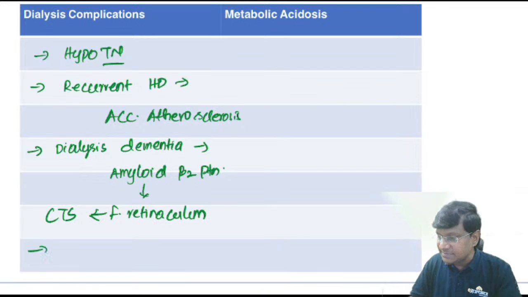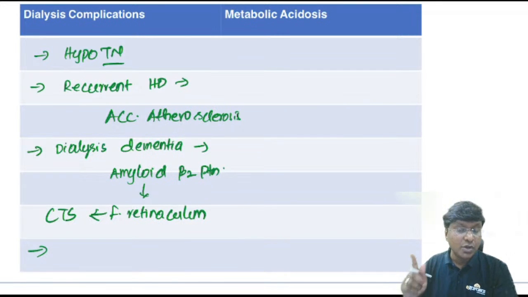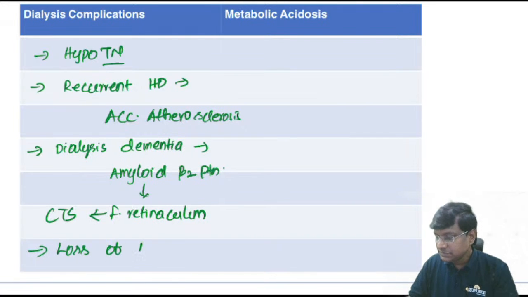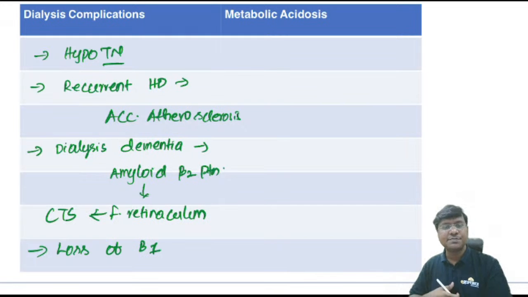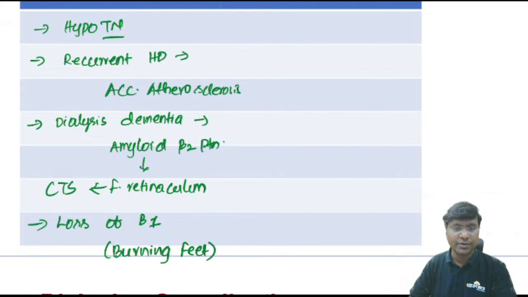And the next important complication in case of dialysis is the loss of B7, right? Loss of B7. What is this B7? It is nothing but your pantothenic acid that is being lost during dialysis within the filter. And whenever there is loss of B7, the individual can develop the burning feet syndrome. So that is another important complication that you can see because of loss of B7, right?